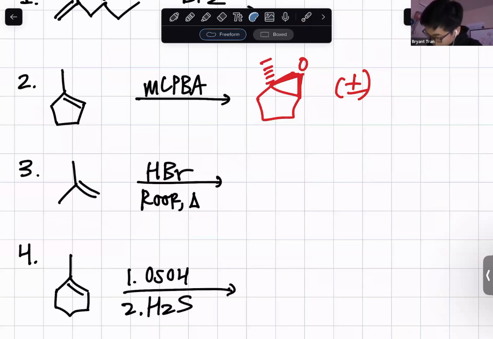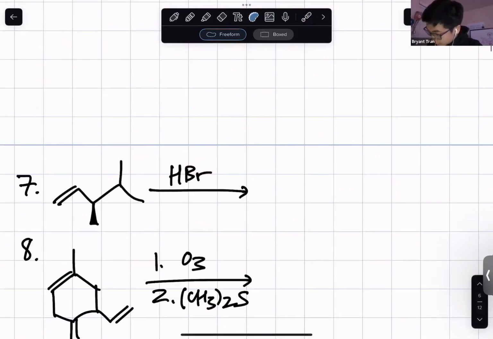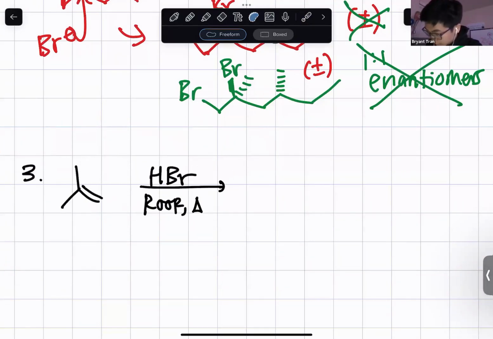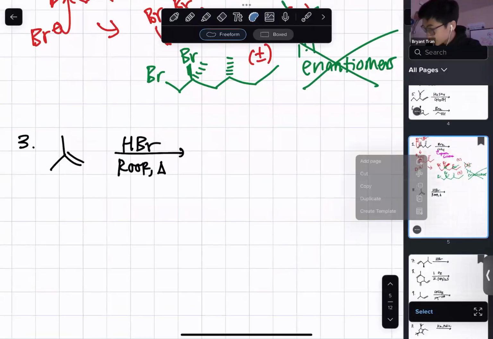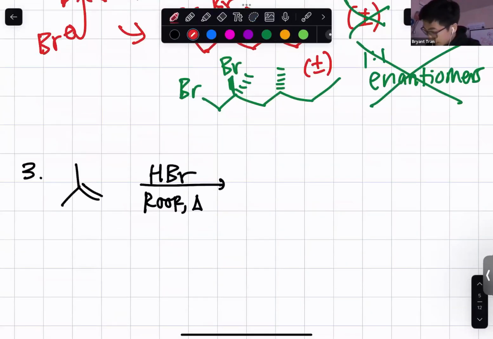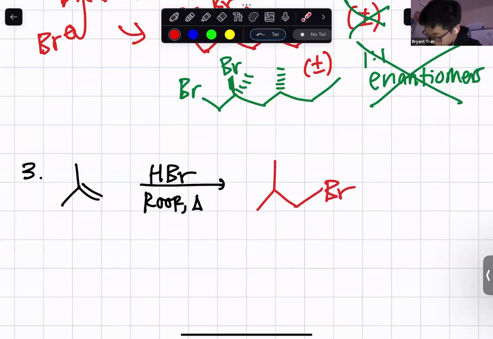Now, HBr and ROOR, this is going to go back to the initiation, propagation, termination steps back in 1A when you guys learned about free radical halogenation. We know that this is going to be an anti-Markovnikov reaction. So let's add bromine to the less substituted carbon right away, like that.